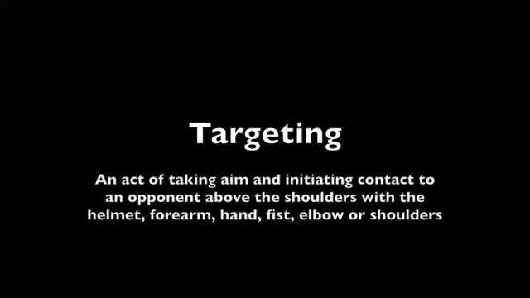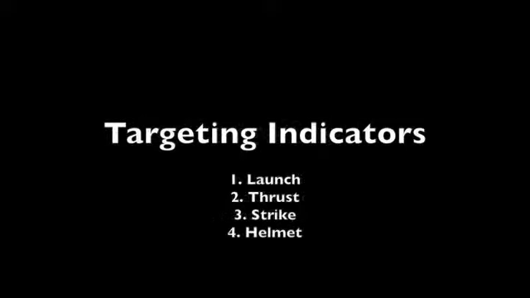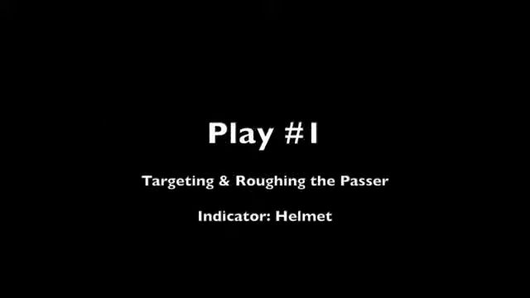Another important thing to remember about targeting is that it is not a disqualification foul unless the hit is ruled to be flagrant. There are 4 major indicators that can help us as officials determine whether targeting has occurred, and those would include a player who launches himself above the shoulders of an opponent, a player who thrusts his body in an upward motion, a player who strikes an opponent above the shoulders, and also players that lead and initiate contact high with the helmet. So let's go ahead and move into some video.